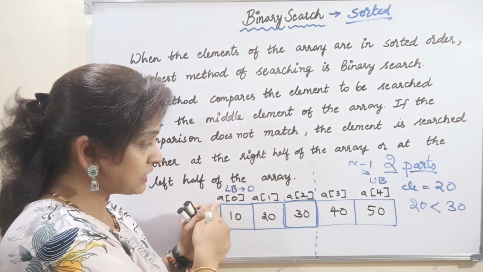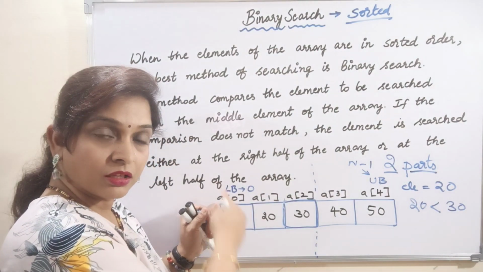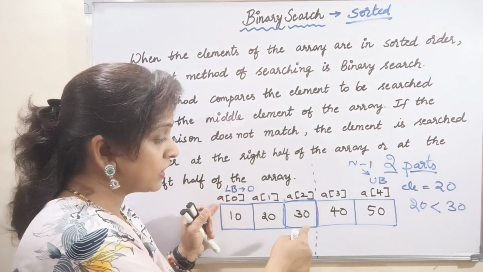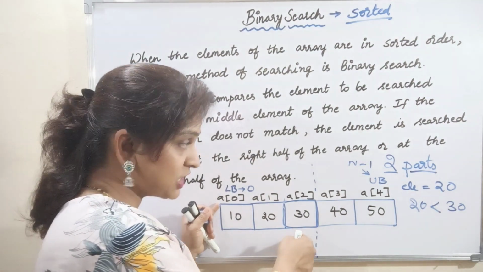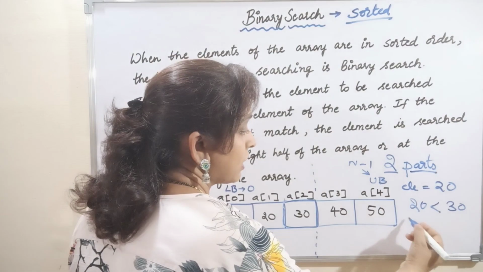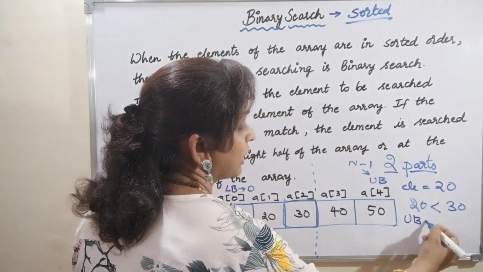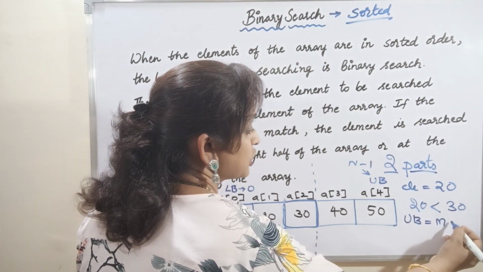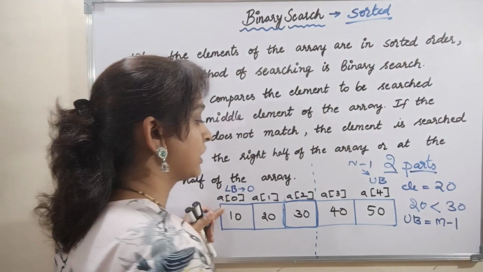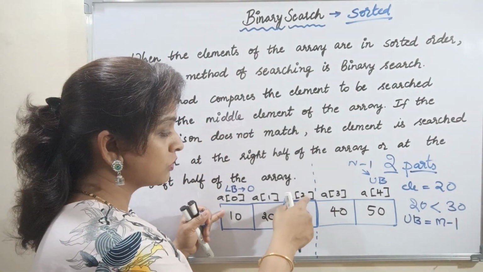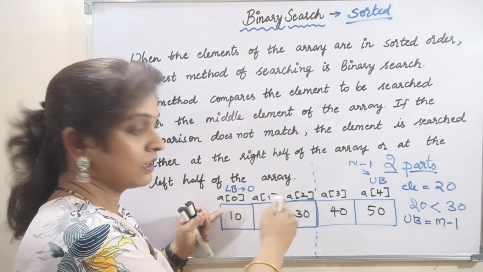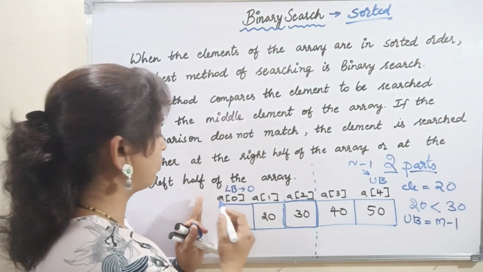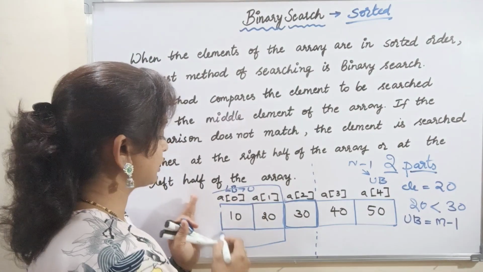When I move towards the left, the lower bound remains the same. Only the upper bound I need to change, where I say upper bound equal to mid position minus 1. So mid position 2 minus 1. Till here. My array is only this much now.